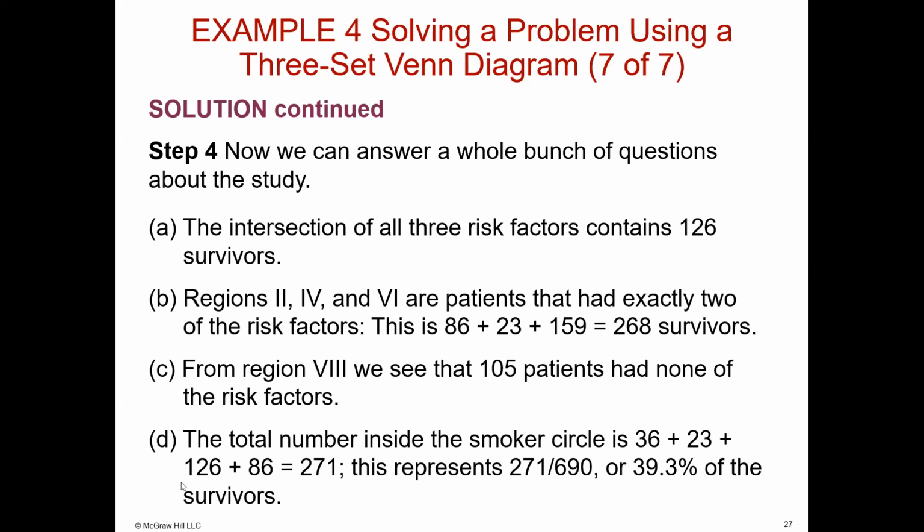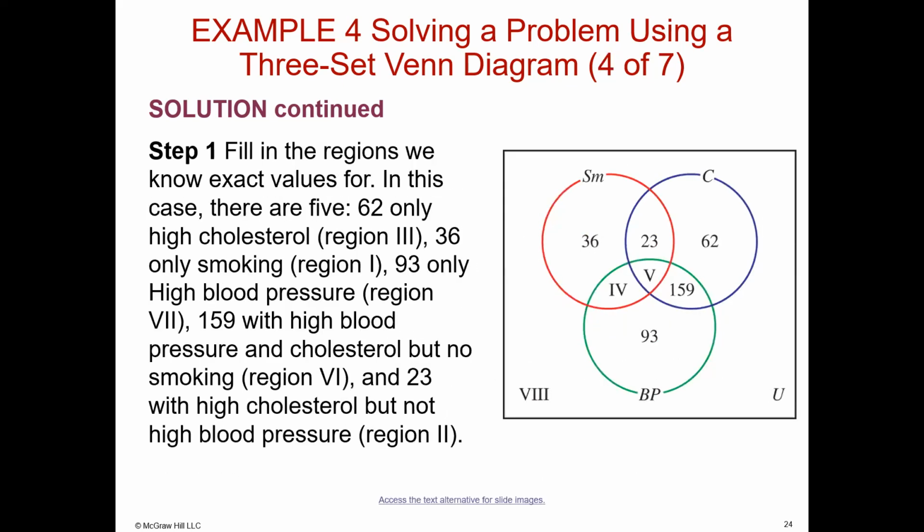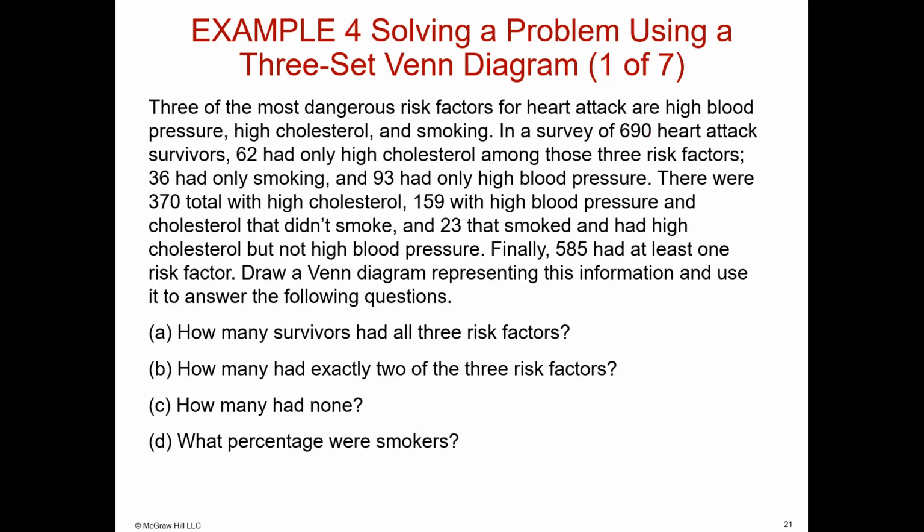36 plus 23 plus 126 plus 86 is 271. Divide that by 690, multiplied by 100%. Ladies and gentlemen, 39.3% of our smokers survived a heart attack. All right. That was a tougher problem, but do we understand how we navigated through it there? Correct?